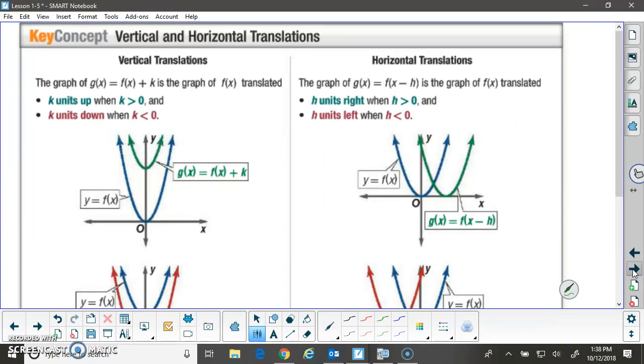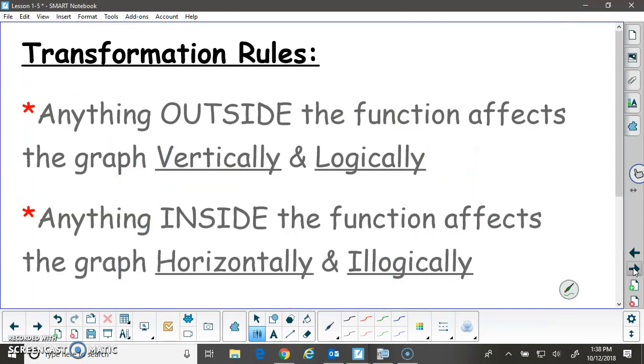So we're going to talk about some transformations. Now, here are 2 important rules that you need to remember when it comes to transformations. Anything outside the function affects the graph vertically and logically. I'll talk a little bit more about what I mean by outside versus inside. The second rule is anything that's inside the function affects the graph horizontally and illogically.